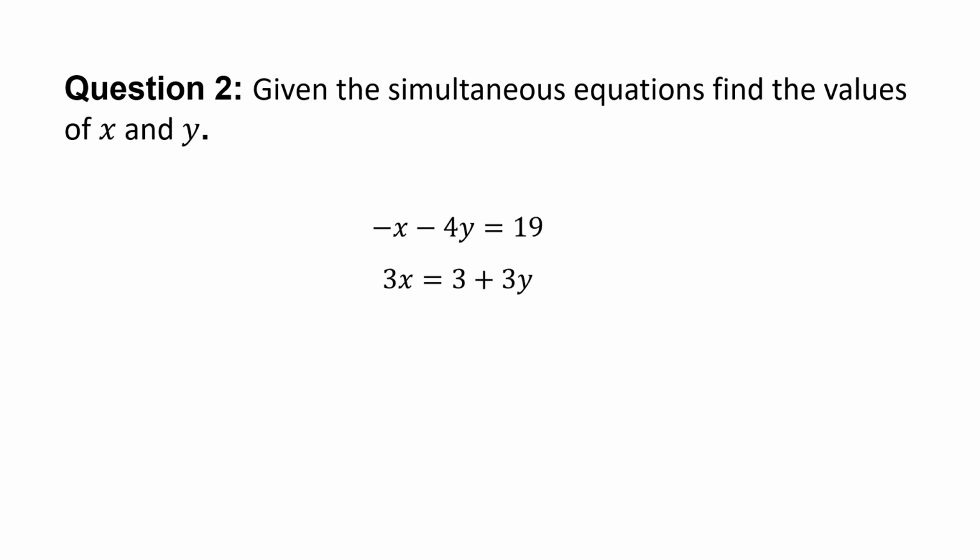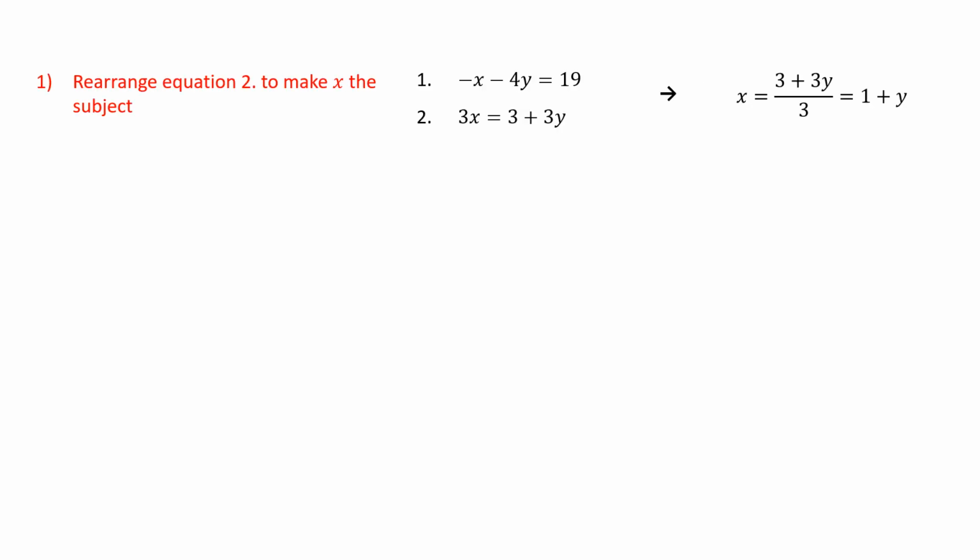So moving on to question 2, we have -x - 4y = 19 and 3x = 3 + 3y. So again, pause the video and come back when you're ready to hear the solution. So here I've taken equation 2 and I've rewritten it in terms of x this time. When I do this, I get x is equal to (3 + 3y)/3.